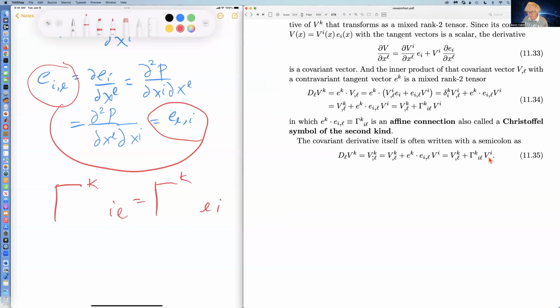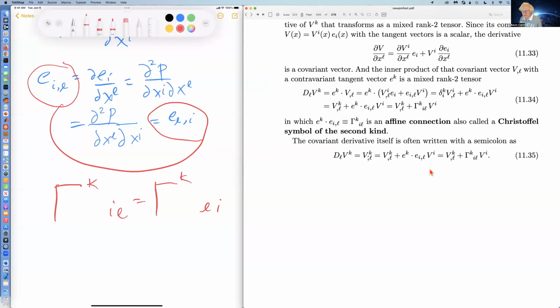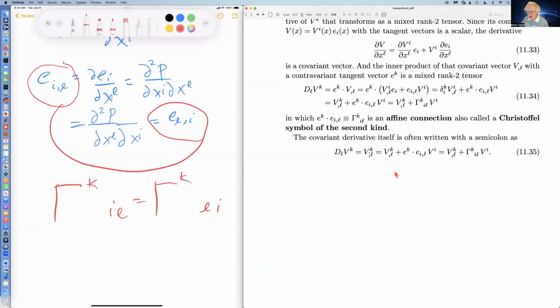I'm just wondering if there's a mnemonic. Well, it of course doesn't really matter. What you know is you're going to have the Lth derivative of VK. Since VK has an upper K, you know that the Christoffel symbol has to have an upper K. And you know that you're going to have a linear combination of the V's, so you have to have a V upper I. And then you have two leftover indices, I and L, so they've got to go here. And it doesn't matter whether it's IL or LI because the Christoffel symbol, as I said just a moment ago, is symmetric in its lower indices, so it really doesn't matter.